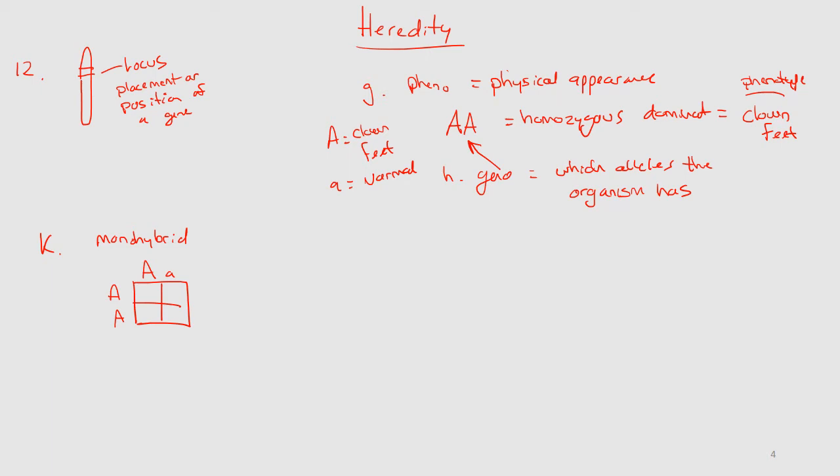L is going to be a dihybrid cross, so that means it's two alleles that are inherited together. So this would be like that super Punnett square.